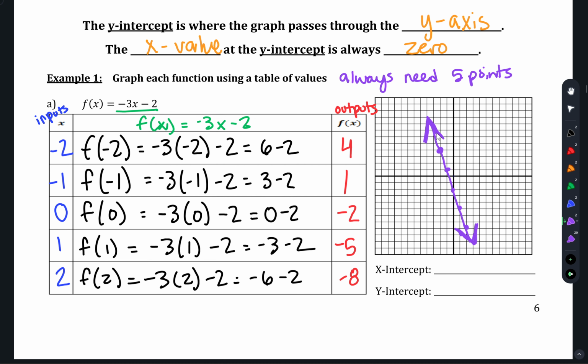Everybody with me? Fantastic. Two more parts that we have to do to complete this problem. Number 1, I have to figure out the y-intercept.